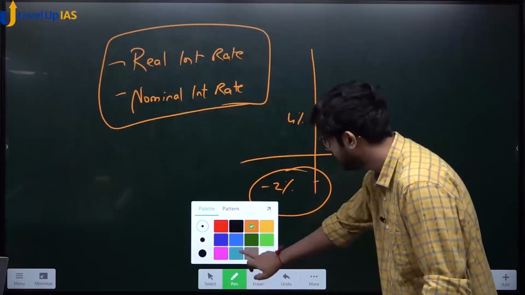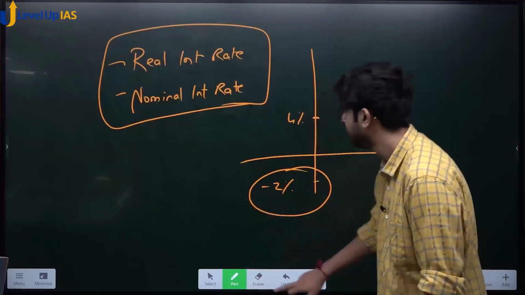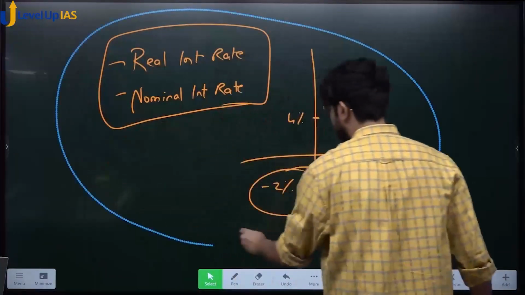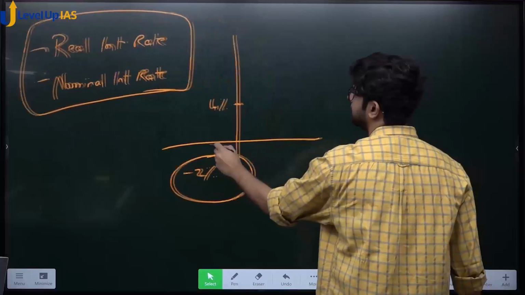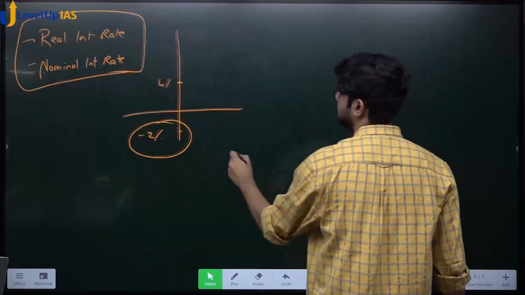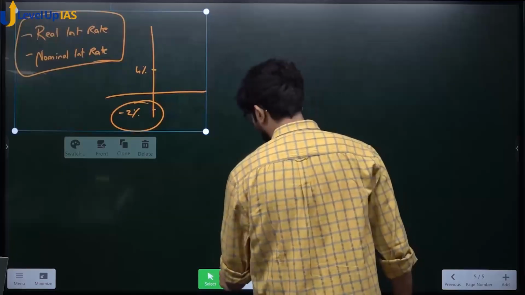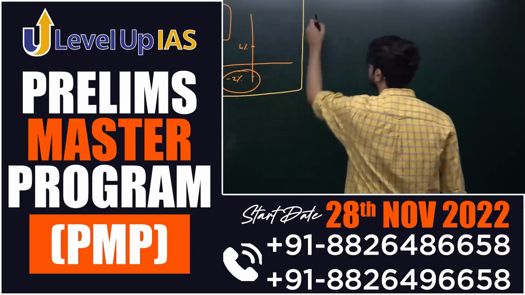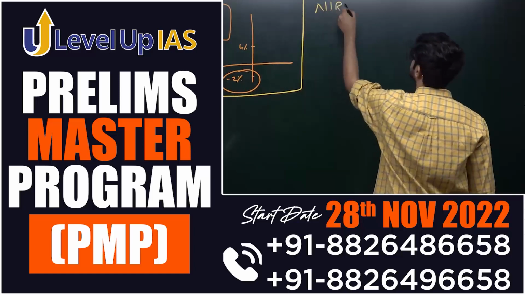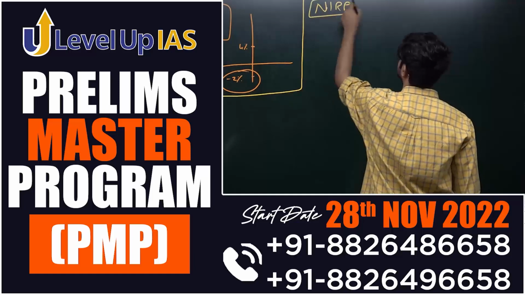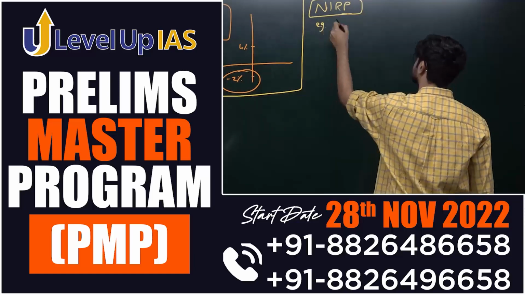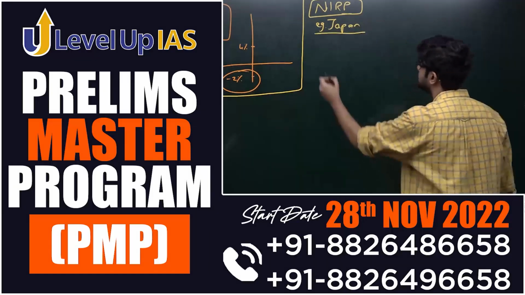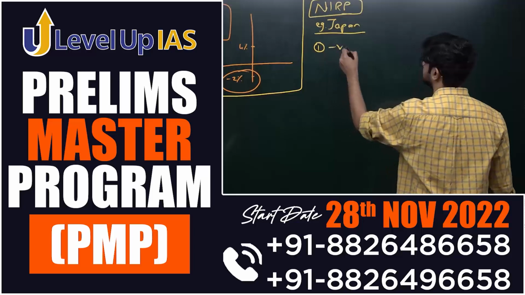Help me write whatever we have discussed. Okay? This was all about the negative interest rate regime. What happens? First step, negative interest rates.